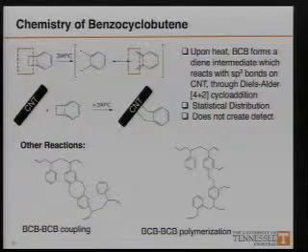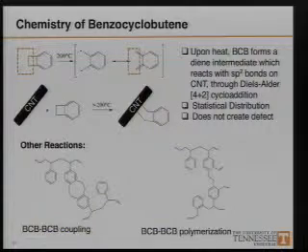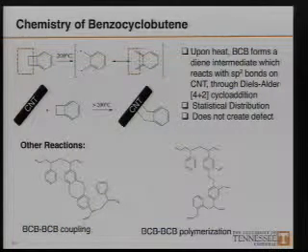Benzocyclobutenes are also capable of other reactions, such as BCB-BCB coupling, which means the two BCBs cyclize to form a cyclooctadiene structure. And since BCB can open up the ring and form a diene structure upon heating, it acts similar to a 1,3 diene monomer that is polymerizable. So it can also polymerize.